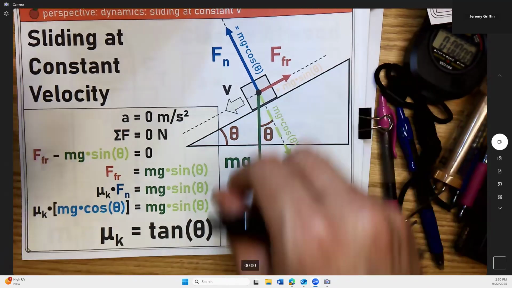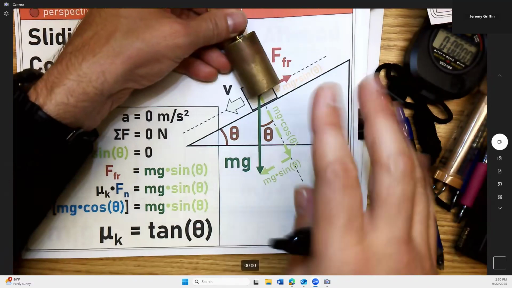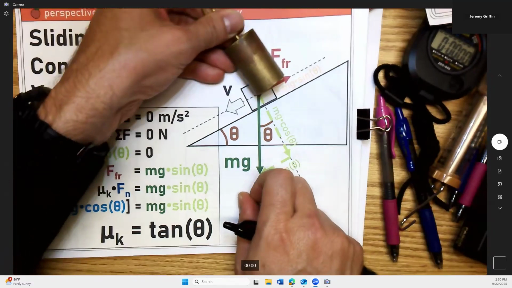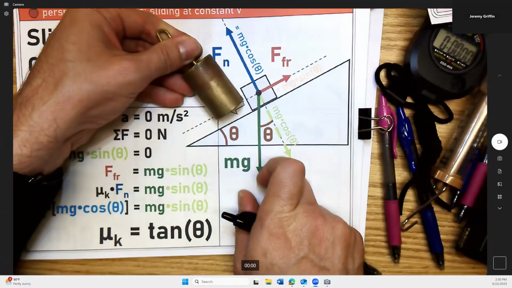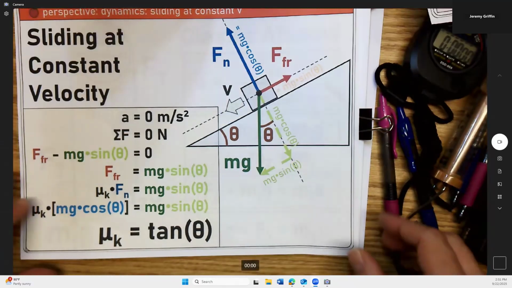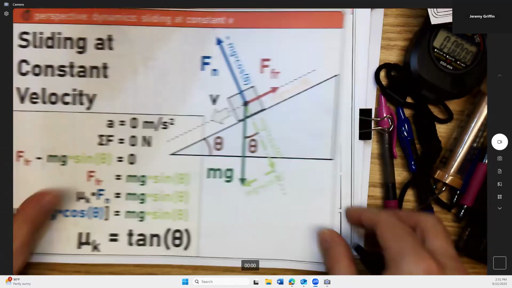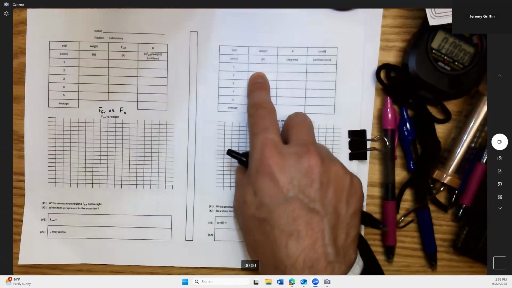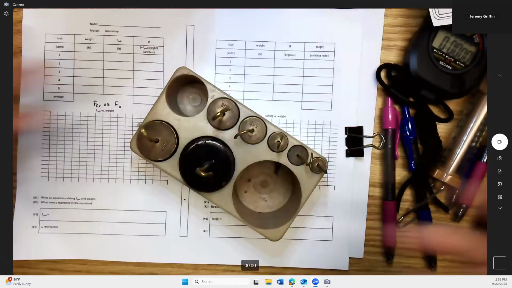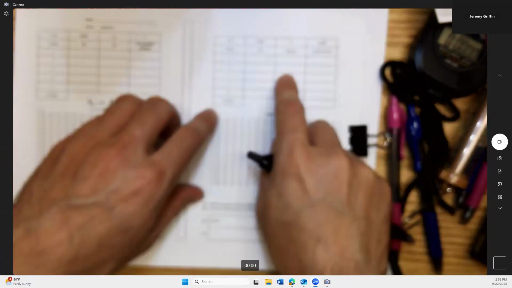Like if this is sliding down at constant velocity, I'll just make something up. Suppose it's 11 degrees on Earth. Would it still be sliding down at constant velocity at 11 degrees on the moon? According to what I say here, that's going to be the case. So, back to your paper. Can you guys pick different weights? You guys got a whole box of lab weights here. I'm pulling a lot of them out, but pick different ones and see what angle it slides down at.